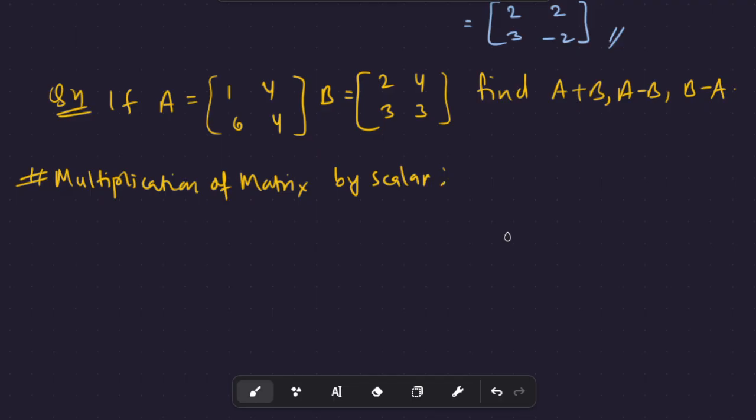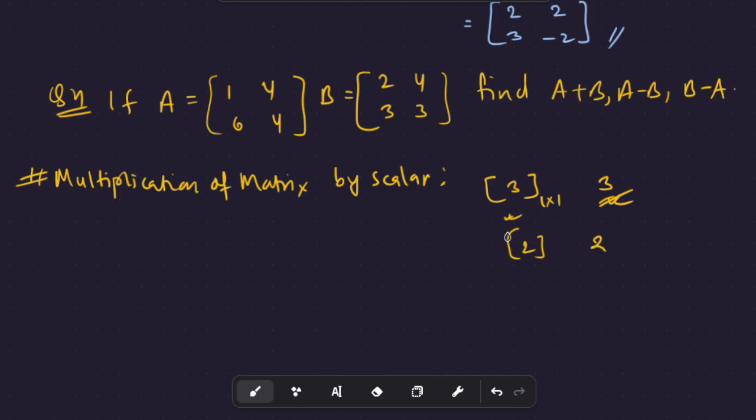Multiplication of a matrix by a scalar. Scalar means it's not a matrix, it's only a value, like 2, 3, 4. If the elements are enclosed by brackets, then it is a matrix. This is a matrix of order 1 by 1. But if we just write 3, it is a scalar.